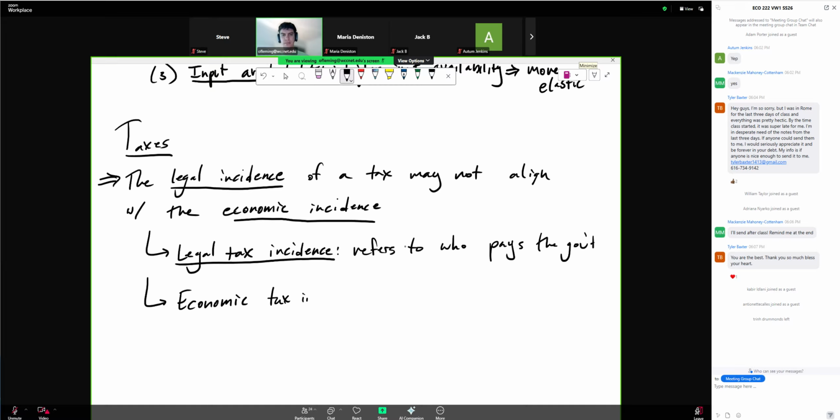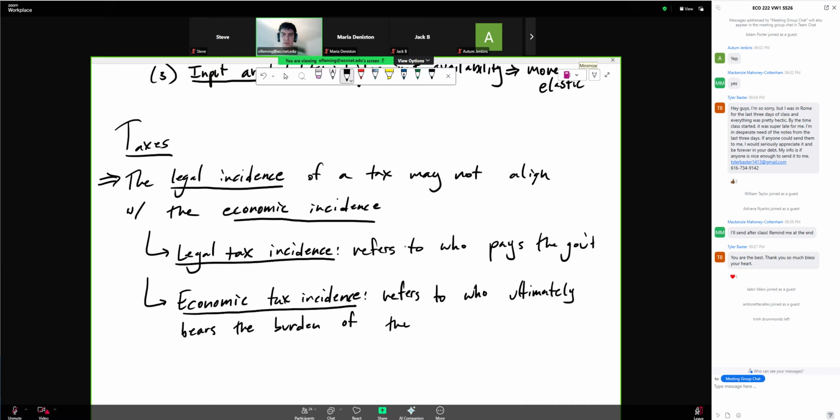Economic tax incidence refers to who ultimately bears the burden of the tax.